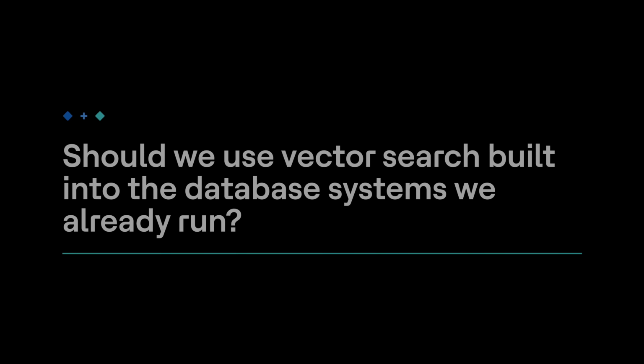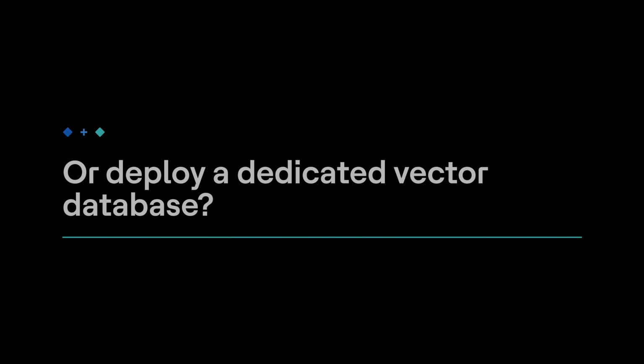If you're building an AI integrated application that needs vector search, you'll quickly run into an important question. Should we use vector search built into the database systems we already run, or deploy a dedicated vector database? Choose wrong, and you might be dealing with performance issues from day one, or spending weeks building database systems you didn't actually need. In this video, you'll learn the real differences between traditional and vector databases for vector search.